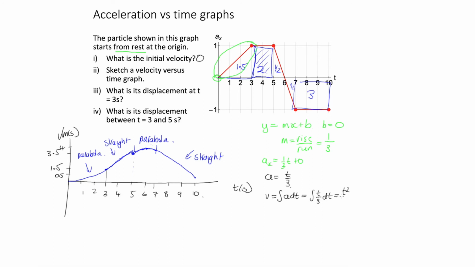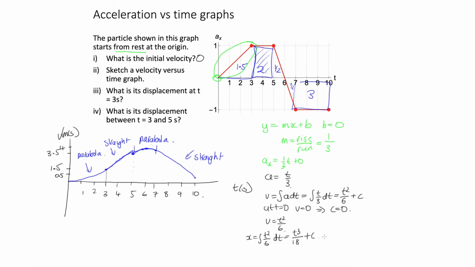So this is equal to t squared over 6 plus c, but we realized that initially it was at rest. So at t equals 0, we've got v equals 0. So this tells us that c is equal to 0. So we've got v is equal to t squared on 6, and we're trying to get the displacement. So to get the displacement, we need to integrate this again. So x is the integral of t squared on 6 dt, which is equal to t cubed over 18 plus c. And we're also told it starts at the origin.